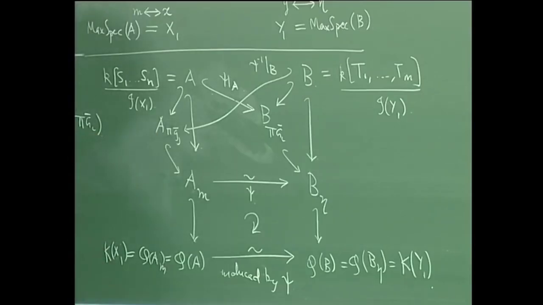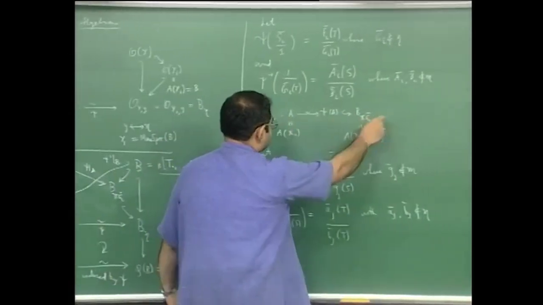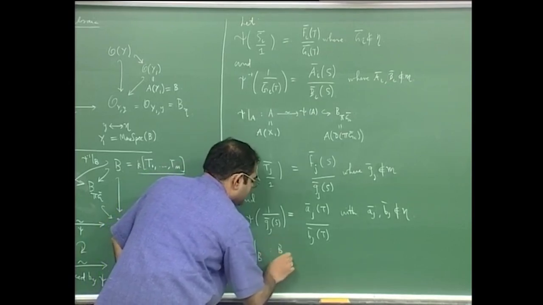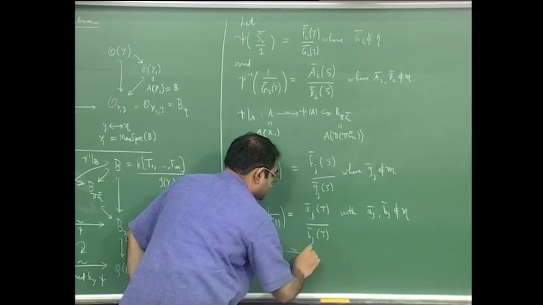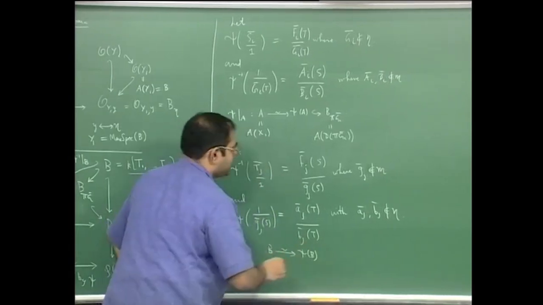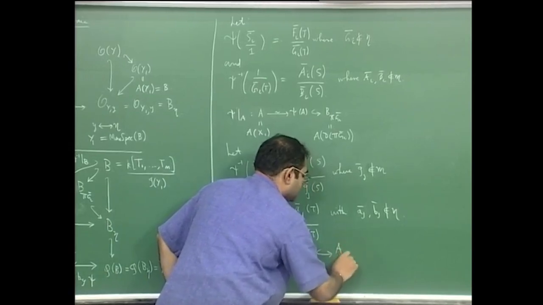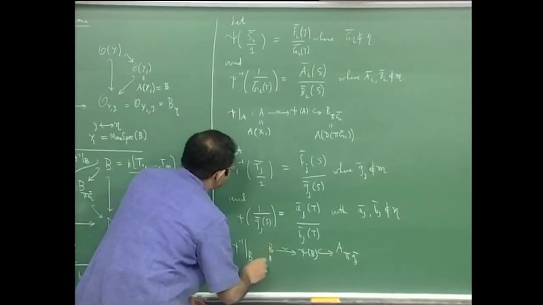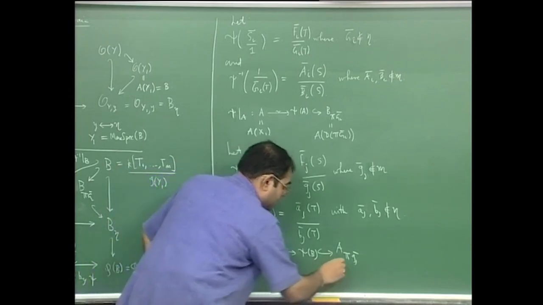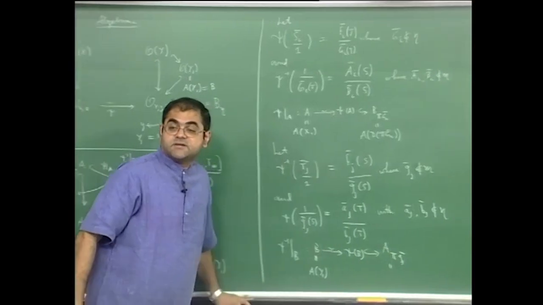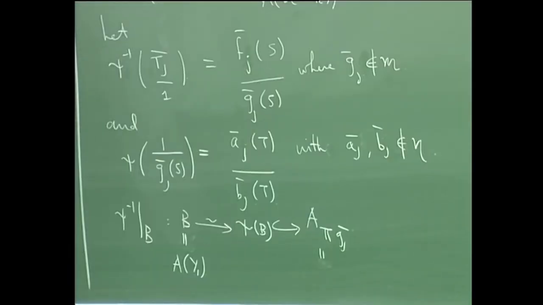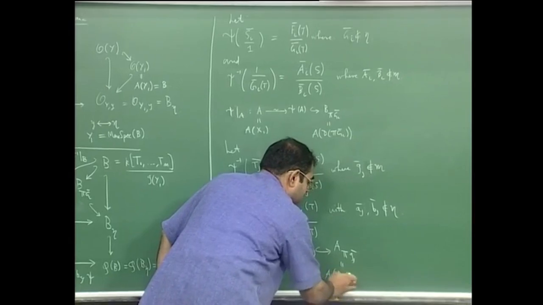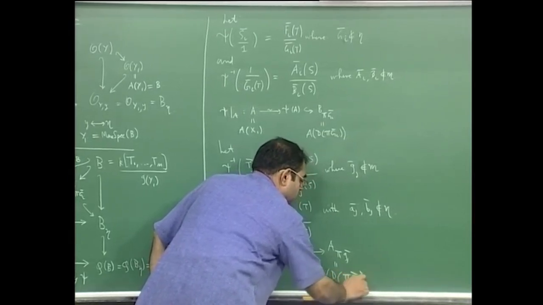And again, just as in the earlier case, psi inverse restricted to B gives you a map from B. It's an isomorphism of B with psi B, and psi B is contained in A localized at the product of Gj bar. But B is just the affine coordinate ring of Y1, and A localized at the product of Gj bar is the affine coordinate ring of the basic open set where Gj bar don't vanish. So this is just A of D of product of Gj bar.